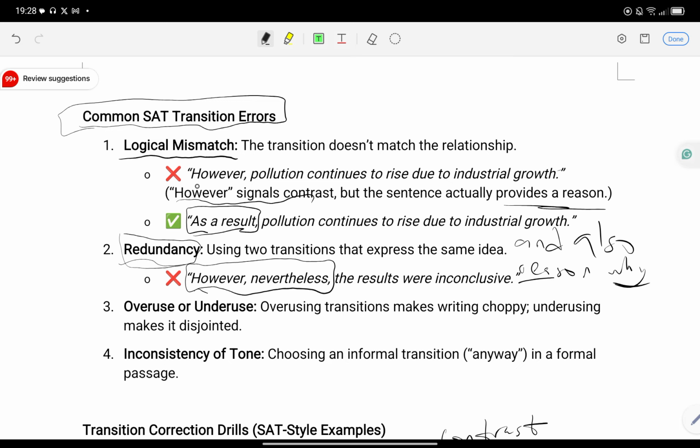For instance, "However, pollution continues to rise due to industrial growth." It should be "as a result," because this sentence does not show contrast. All it does is explain or give a reason for something. So it cannot be "however," it is "as a result."